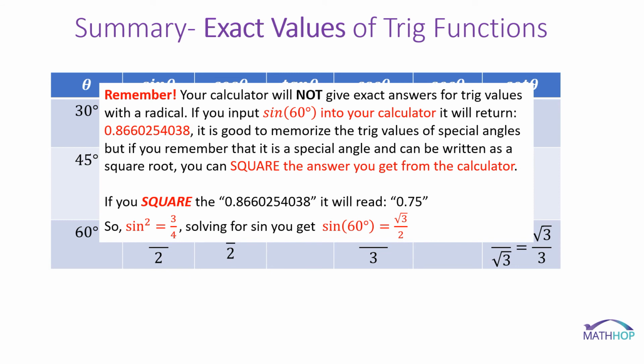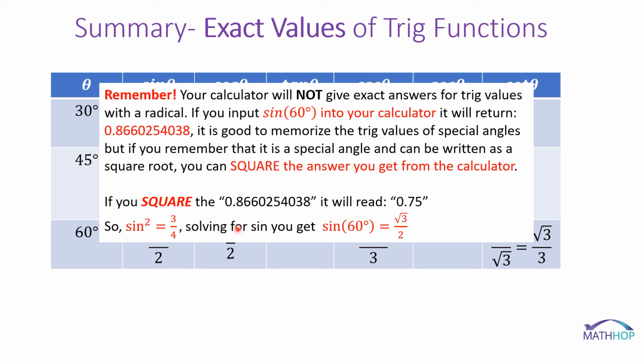You put sine of 60, you'll get 0.866025, and it goes on. But if you remember that these are our special angles, 30, 45, 60, and you remember they can be written as a square root, you square the decimal you get from the calculator. If you square the sine of 60, so the sine of 60 is going to give you this ugly decimal, if you square that right from your calculator, you'll get 0.75. Well, how does that help me? Well, now you know that sine squared is equal to 3/4, because that's what 0.75 is.